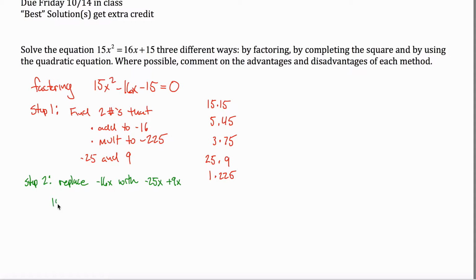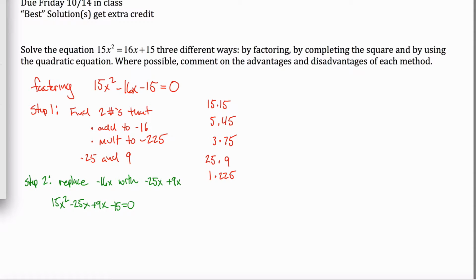So I got 15x squared. But instead of writing the minus 16x, I'm going to write minus 25x. And then a plus 9x. And then I got this minus 15 equals 0. So that's step 2.